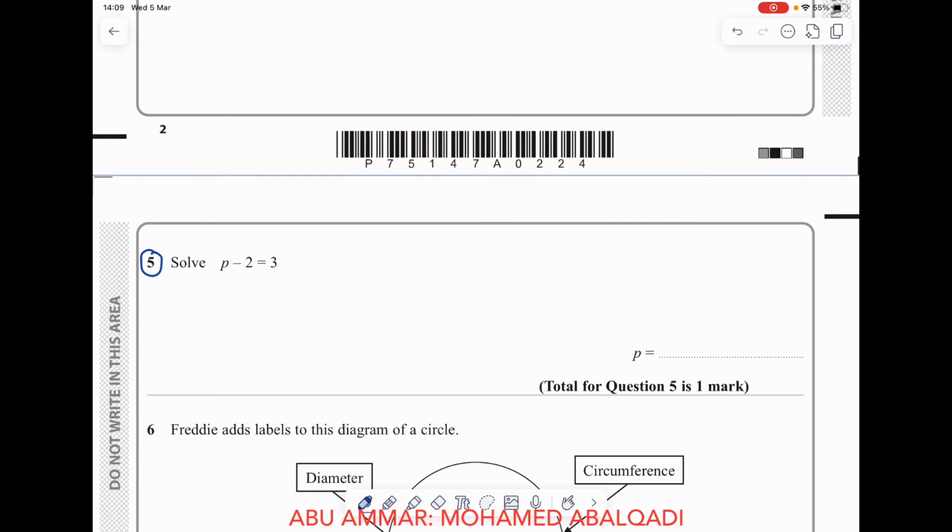In question 5, we have to solve the value for p. So p minus 2 equal to 3. In this case, we have to make p the subject of the equation. So p equal to 3, and we have to move this minus 2 across the equal sign. When we move a negative number across the equal sign, the number changes from negative to positive. So in this case, it will be plus 2. So p equal to 3 plus 2, which is 5. So p is equal to 5.